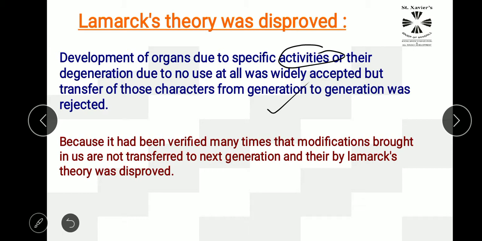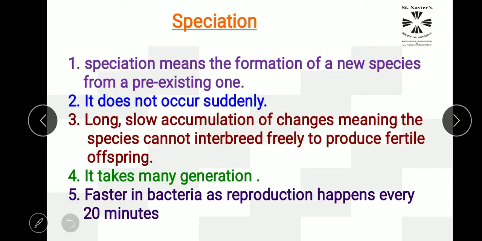So this transfer of characters from generation to generation was rejected, because it had been verified many times that the modifications brought in us are not transferred to the next generation, students. So this is the demerit, or half of the theory of Lamarck, the scientist Lamarck was rejected, disproved, students, over here.